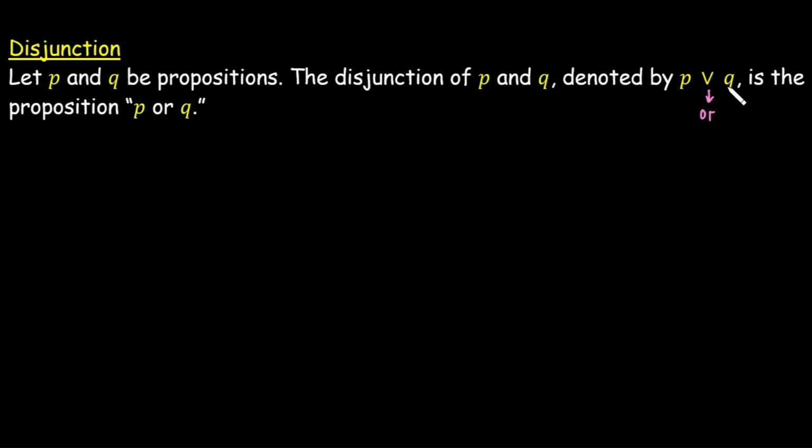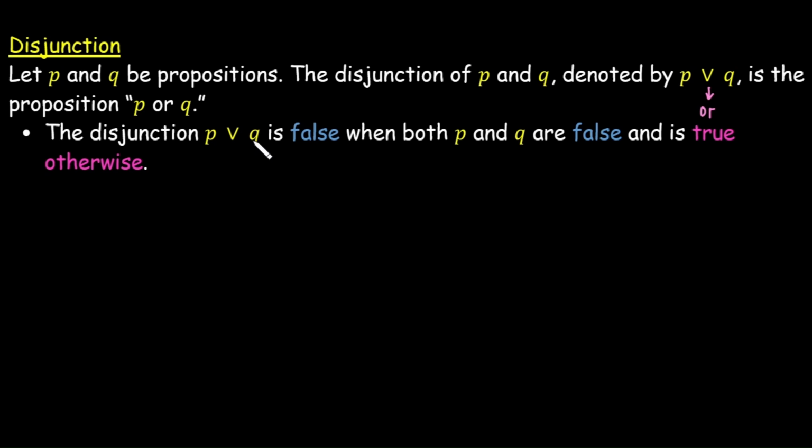Now P or Q statement is false when both are false, and we can say that P or Q statement is true when at least one of them is true. In short, the disjunction P or Q is false when both P and Q are false, otherwise it is true. Now if you want to construct the truth table of this, how to construct that?